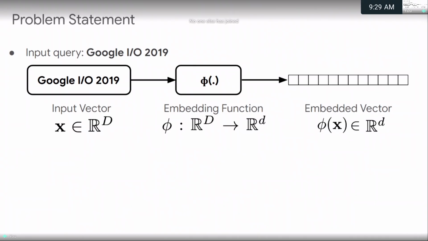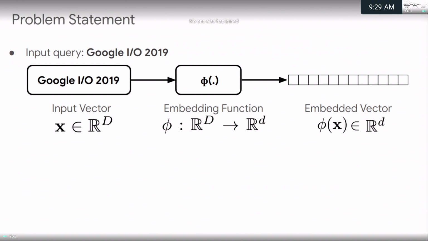So suppose that we have an input query, Google I/O 2019. We can encode this input query to some mathematical vector. Let's say that I denote it by x in R^D. So how do we do this? There are different techniques to do that.